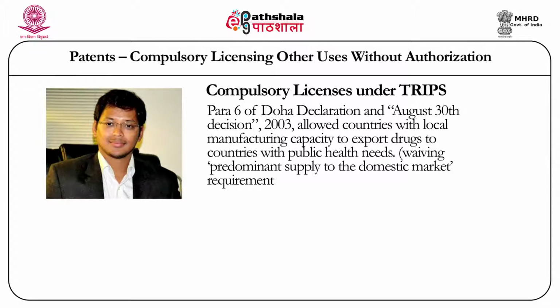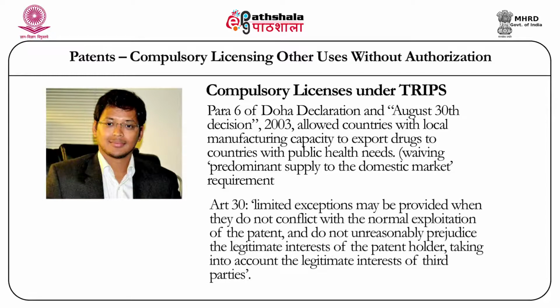As mentioned in slide 7 of the presentation, Para 6 of the Doha Declaration and the August 30th decision allowed countries with local manufacturing capacity to export drugs to countries with public health needs, thereby waiving the predominant supply to the domestic market requirement. While discussing non-voluntary licenses under Article 31, it is also useful to look at exceptions to rights conferred as described under Article 30, as the spirit of the provisions are very similar to each other, and the ambits may even sometimes overlap.